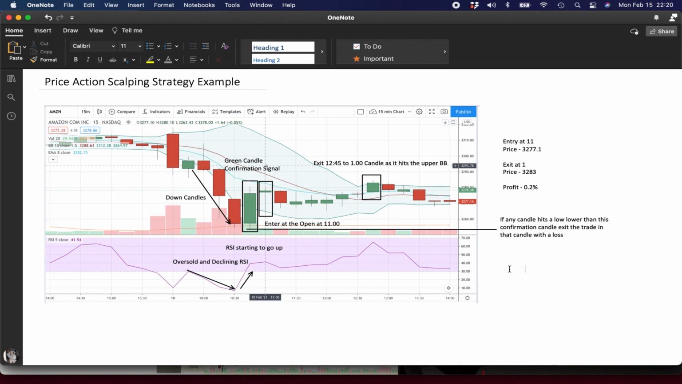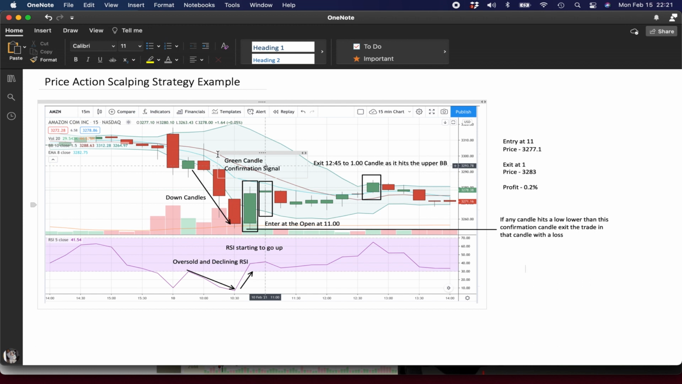Now I have the screenshot of the Amazon stock chart from my TradingView platform, and I pulled the 15-minute stock chart, and I have the 15-minute candlesticks for Amazon, and I also have the 5-period RSI close as well as the Bollinger Bands. I just stick to the indicators that I explained in the previous video for this particular strategy and just add them all on the charts.